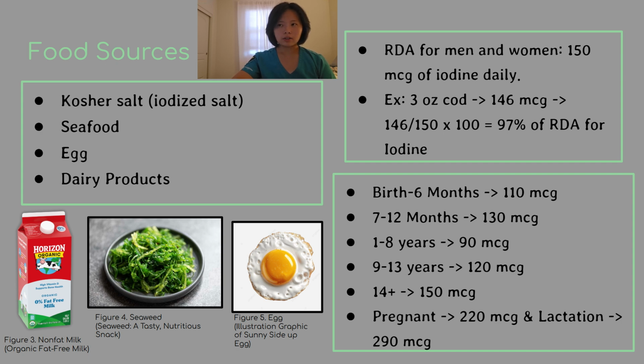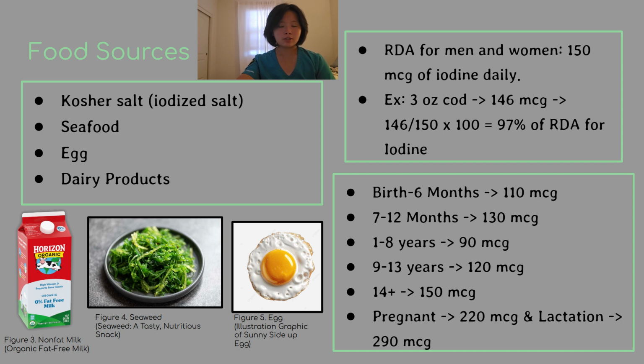An example calculation for finding RDA for iodine would be if you consume 3 ounces of cod, which would be 146 micrograms of iodine. You would take 146 and divide it by 150, and taking that, you would multiply it by 100 to get the percentage. In this case, that would be 97% of the RDA for iodine.